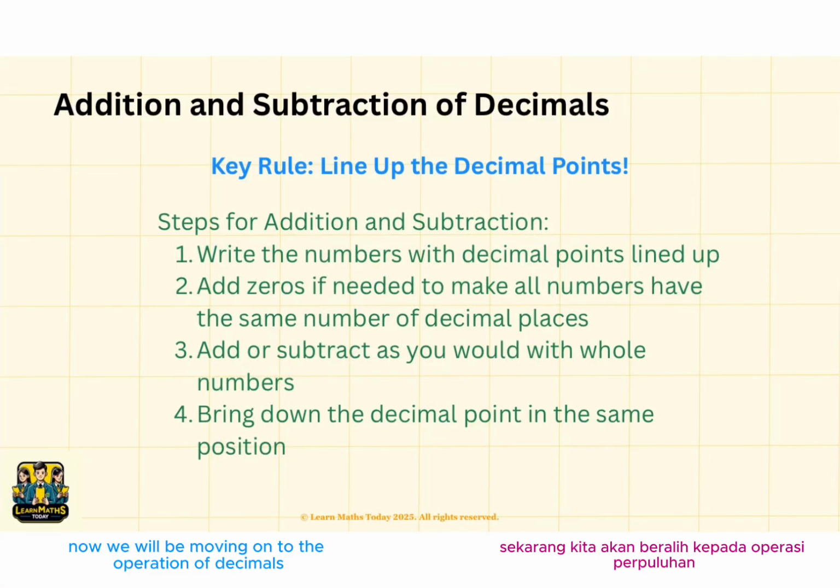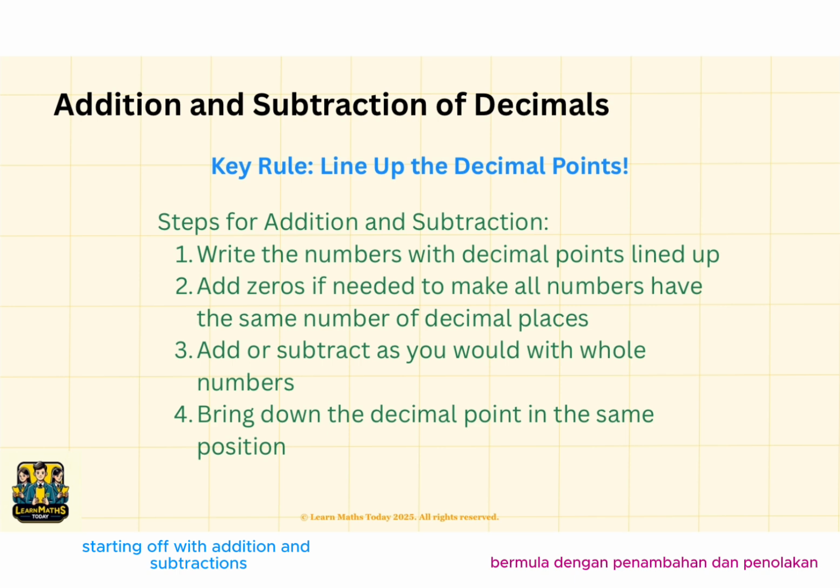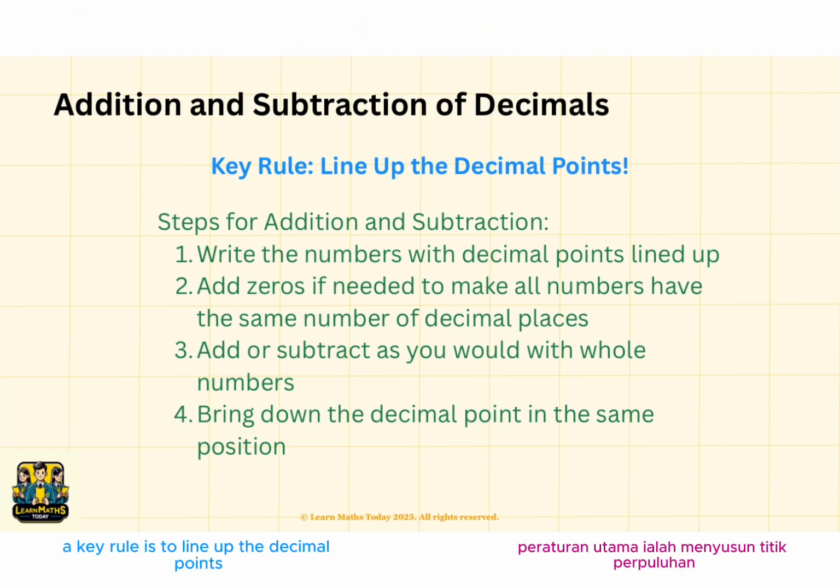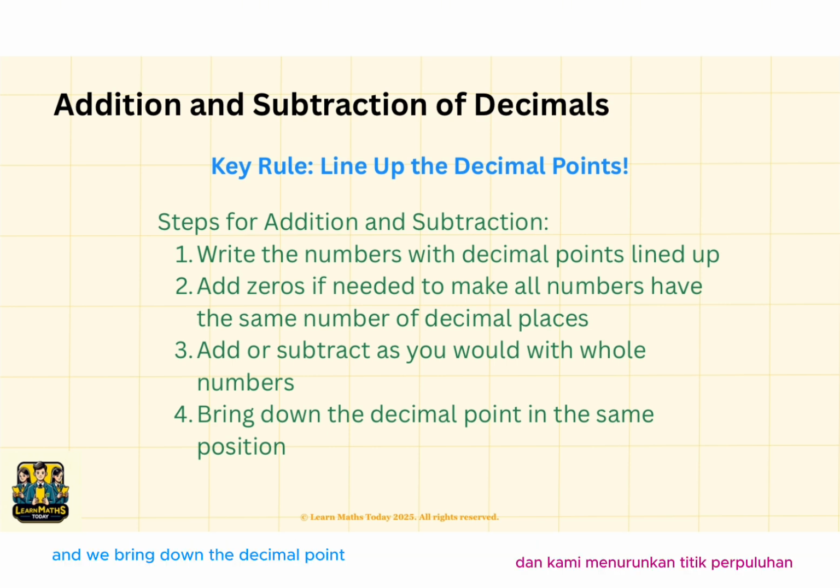Now we will be moving on to the operation of decimals, starting off with addition and subtraction. A key rule is to line up the decimal points. First, we write the numbers with decimal points lined up. Then we add zeros if needed to ensure all numbers have the same decimal places. Afterwards, we would add and subtract as we would with whole numbers, and we bring down the decimal point to the same position.